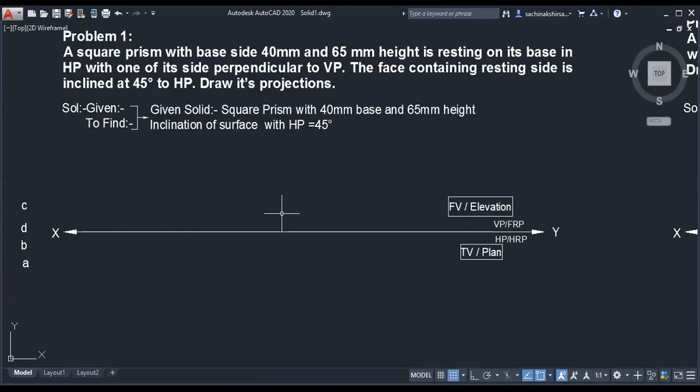A square prism. All of you, please read the problem, then we will solve this. A square prism with base side 40 mm and 60 mm height is resting on its base in HP with one of its sides perpendicular to VP. The face containing the resting side is inclined at 45 degrees to HP. Draw its projections.